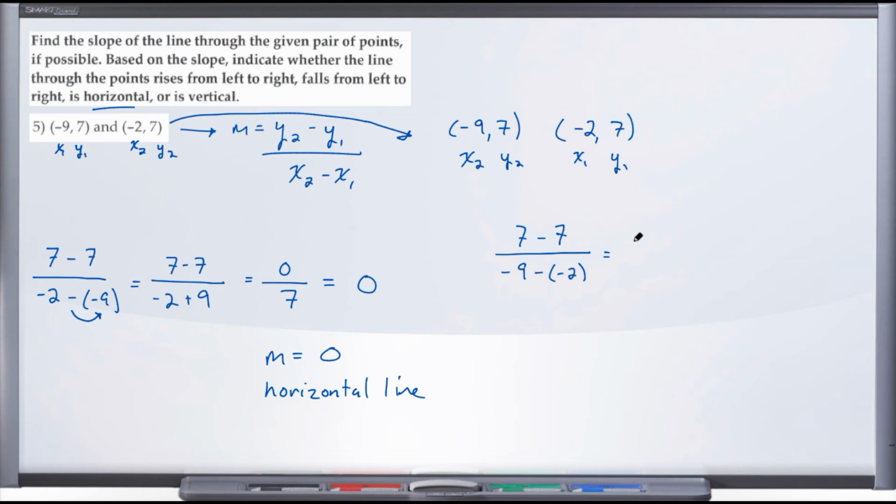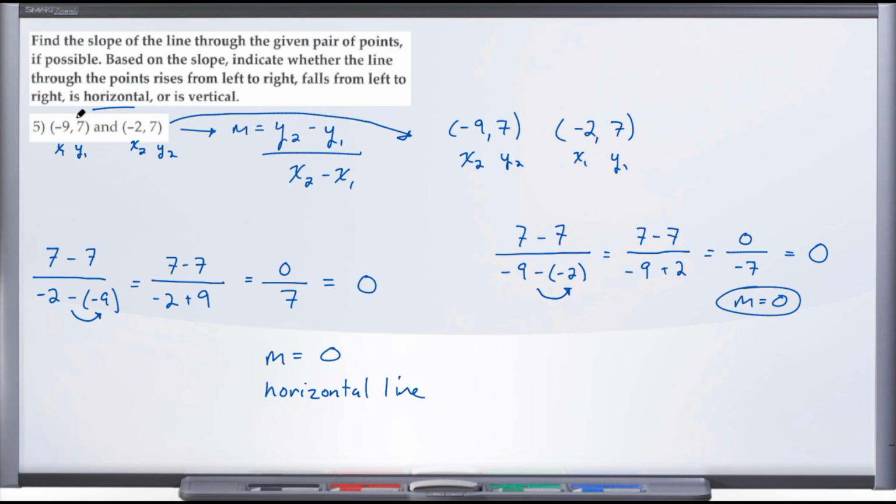And so let's go ahead and clean this up a little bit. 7 minus 7 we'll take care of in just a second. And let's simplify this denominator here. So negative 9, when we go ahead and distribute through, we're going to end up with a plus 2. And so here we're going to have 7 minus 7, which is 0. And then negative 9 plus 2 gives us negative 7. And again, you see that we still end up with a 0 in that numerator, and therefore we reduce to 0, and so the slope is 0 once again.